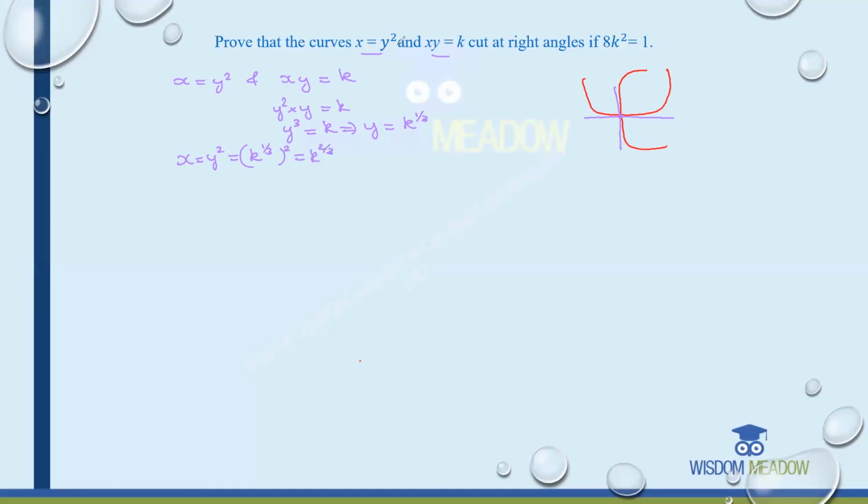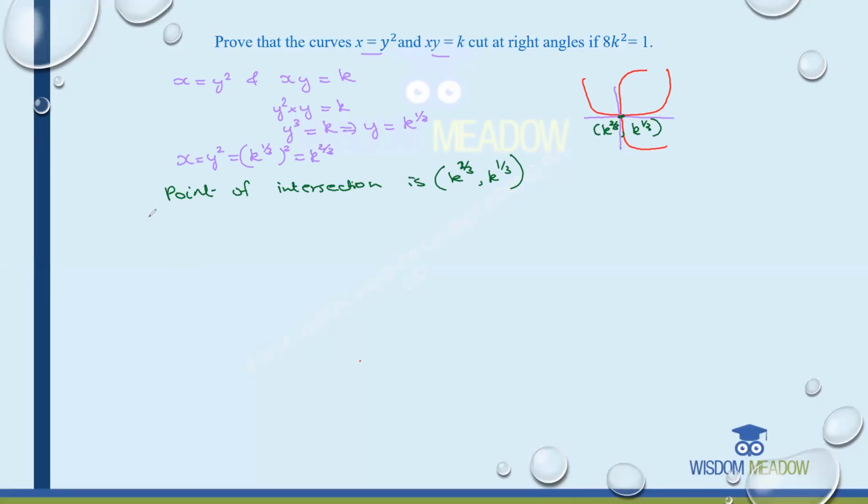So we have understood that the point of contact is k^(2/3) and k^(1/3). That's the point of intersection. The point of intersection is (k^(2/3), k^(1/3)). Now you have to find the slope of tangent at this point.